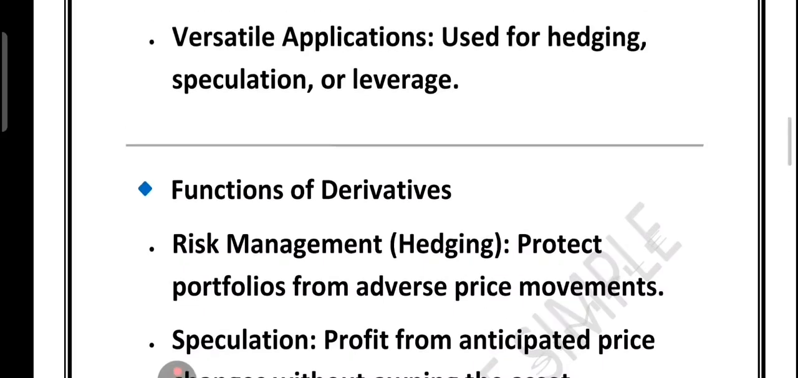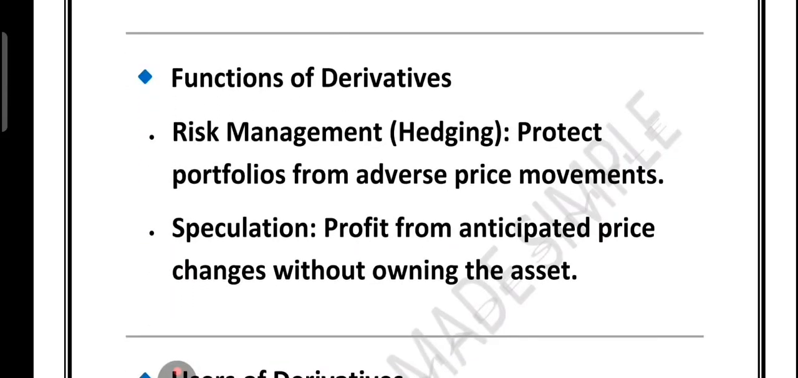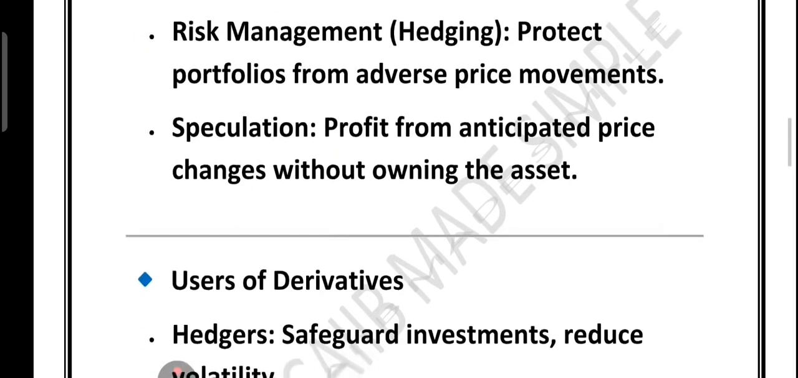So the first point is that there is asset-linked value. That means it depends on the stock, commodities, currencies, or indices. It is a contract between the parties, right? Some uses I told you: hedging, speculation, and leverage. Now, the functions of derivatives. First is hedging. Hedging means protecting the portfolio from adverse price movement. Then we have speculation. Speculation means profit from anticipated price change.